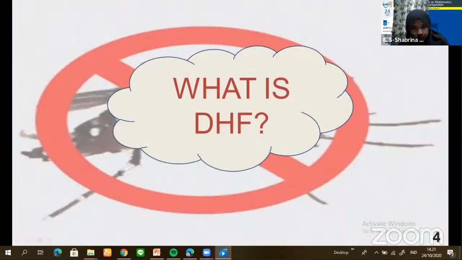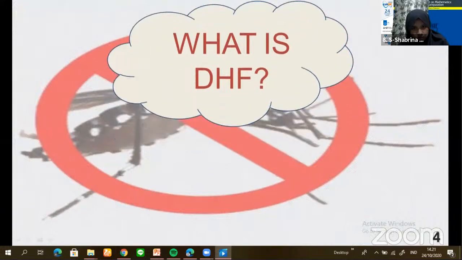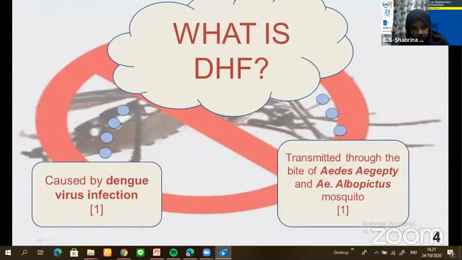So, what is the HF? The HF, or dengue hemorrhagic fever, is an endemic disease caused by dengue virus infection. This disease is transmitted to humans through the bite of an infected mosquito, especially Aedes aegypti and Aedes albopictus.